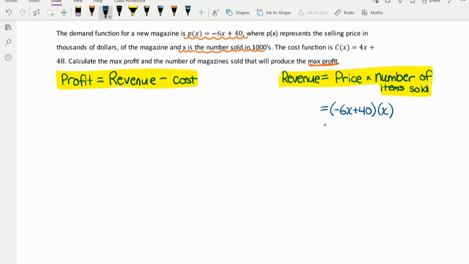I can also expand this: negative 6x squared plus 40x. So I've got the revenue. Let's plug it into our profit function. So profit is equal to my revenue function, which is negative 6x squared plus 40x.